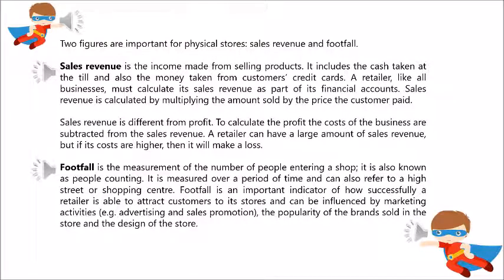Sales revenue is the income made from selling products. It includes the cash taken at the till and also the money taken from customers' credit cards. A retailer, like all businesses, must calculate its sales revenue as part of its financial accounts. Sales revenue is calculated by multiplying the amount sold by the price the customer paid.